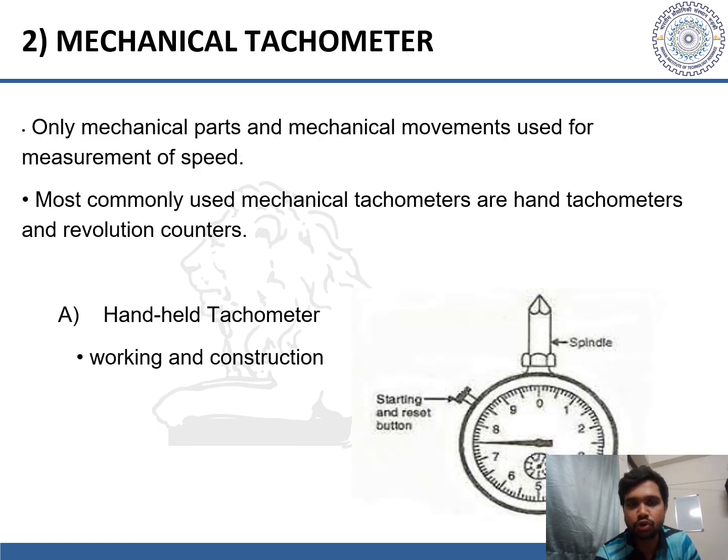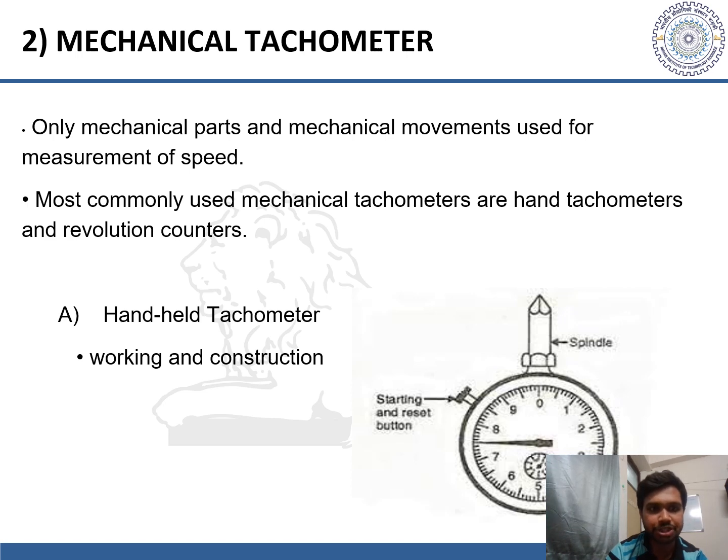Now let's first go through the mechanical tachometers. They consist of mechanical parts and mechanical movements which are used for measurement of speed. The most commonly used mechanical tachometers are handheld tachometers and revolution counters, which are also known as centrifugal tachometers. A handheld tachometer is basically a portable instrument. It consists of a spindle, a starting and a reset button, a dial, and a stopwatch.